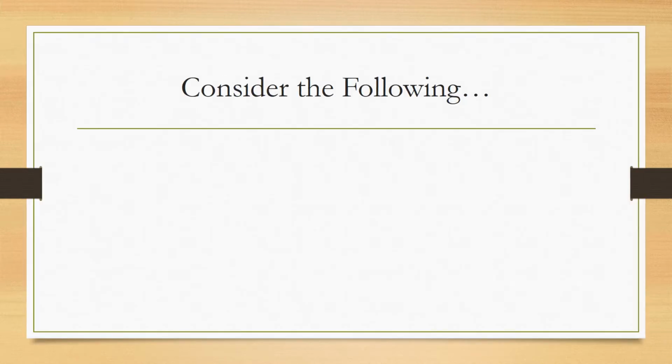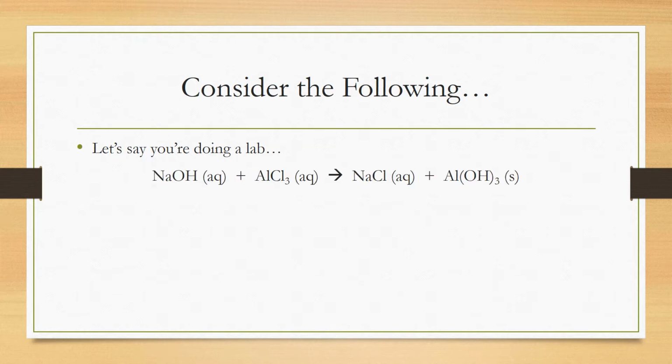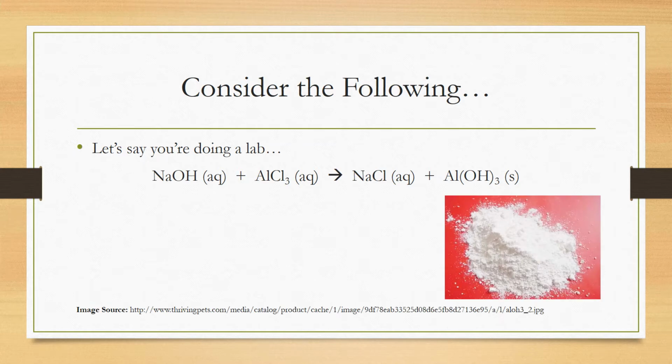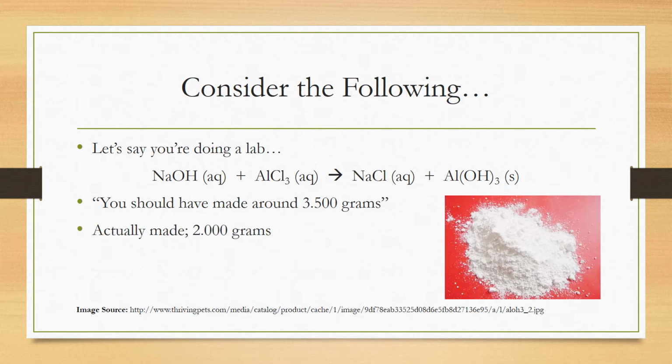Let's consider the following. Let's say we're in a lab situation, and we're doing a lab like this. We're adding some sodium hydroxide solution to aluminum chloride solution. It creates sodium chloride solution and it precipitates aluminum hydroxide. Aluminum hydroxide looks like this. And maybe I tell you, after the reaction is complete, you should have around 3.5 grams. And then you look and you see you actually have 2 grams.